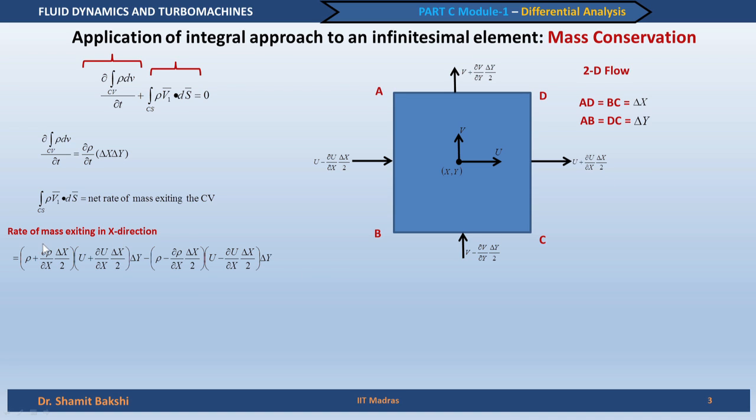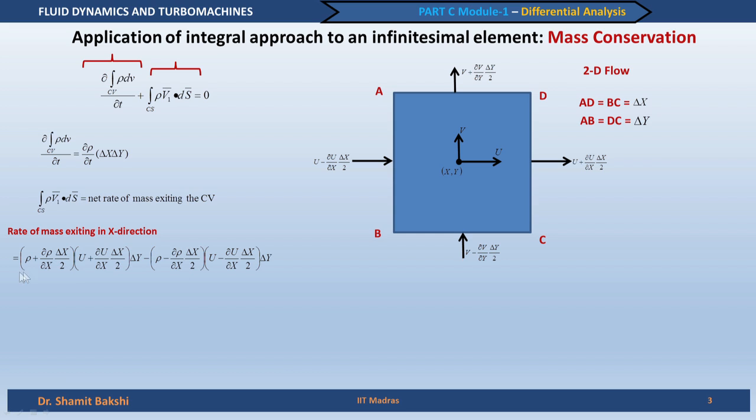So, this is rho, density at the exiting surface, multiplied by velocity at the exiting surface, multiplied by the surface area. The surface area is just this length multiplied by 1. We have not written 1 here, but because it is a 2 dimensional analysis, we can just replace this by delta y. So, this is basically the mass which is exiting minus the mass of fluid which is coming into the control volume in x direction.